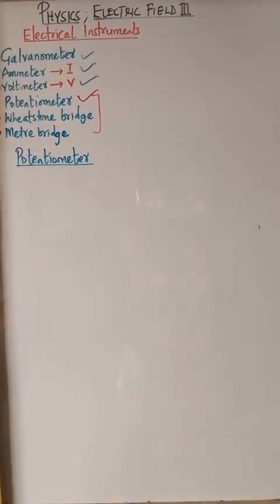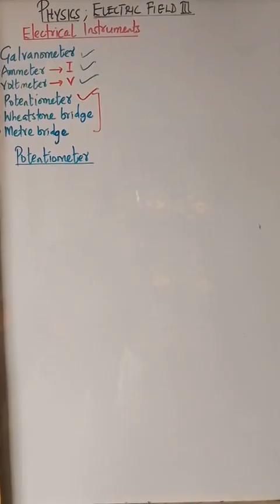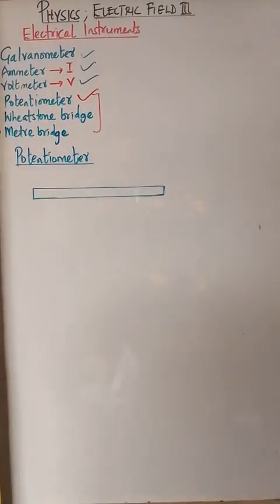So a potentiometer is a device we use to measure PD. Yes. We commonly use it to compare the PD or EMF of cells, although it can also be used to compare the resistance of what? Two conductors. Suppose this is a plank.